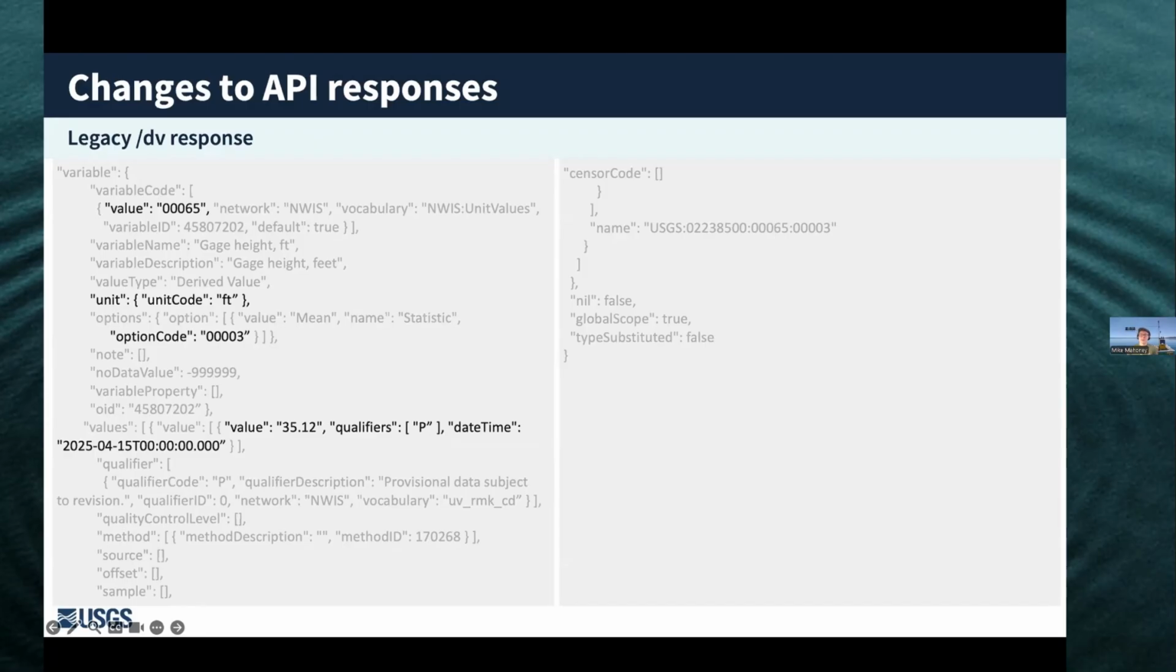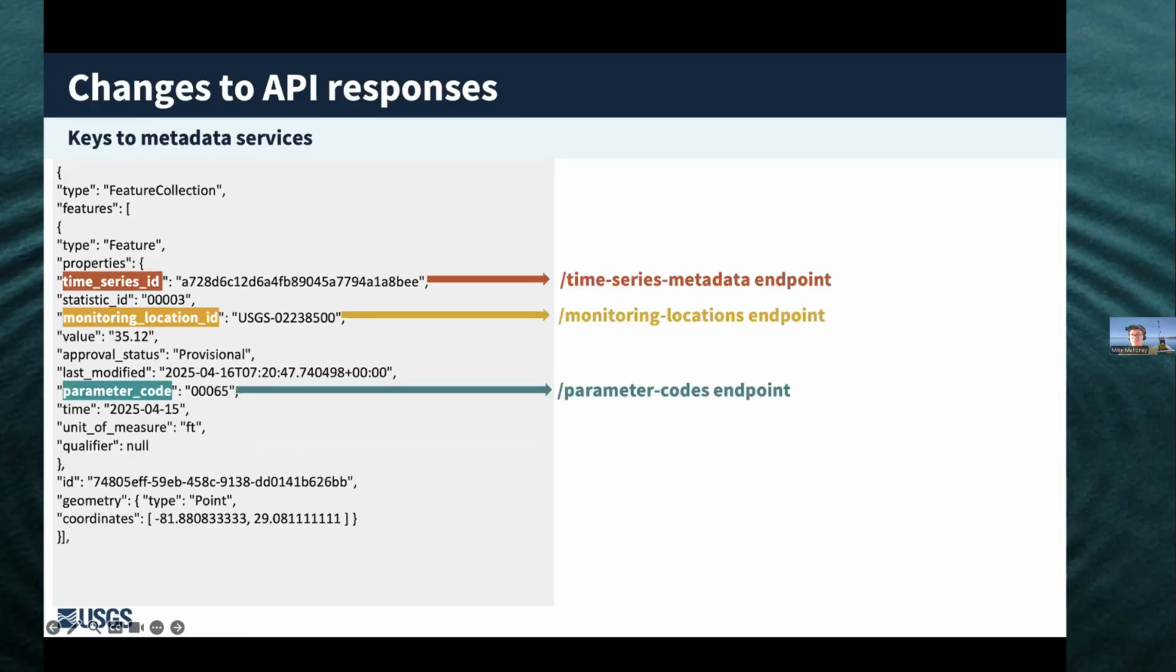By removing those metadata fields from these endpoints, we're able to increase how many requests our system can handle and cut down how long your download takes. But the actual metadata itself isn't going anywhere. It's just moving to its own endpoints. So our data endpoints, daily values, continuous data, field measurements, have keys that you can use to look up the relevant metadata in the other endpoints that we now publish.